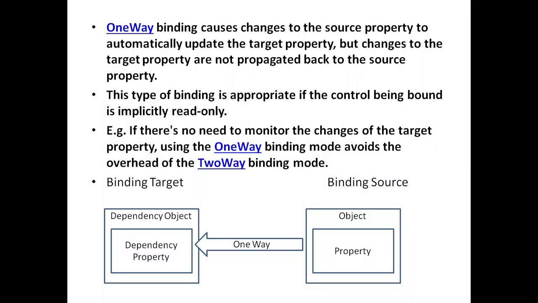First we'll see one-way binding. One-way binding causes changes to the source property to automatically update the target property, but changes to the target property are not propagated back to the source property. This type of binding is appropriate if the control is being bound is implicitly read only. For example, if there is no need to monitor the changes of the target property, you can use one-way binding mode to avoid the overhead of two-way binding mode.